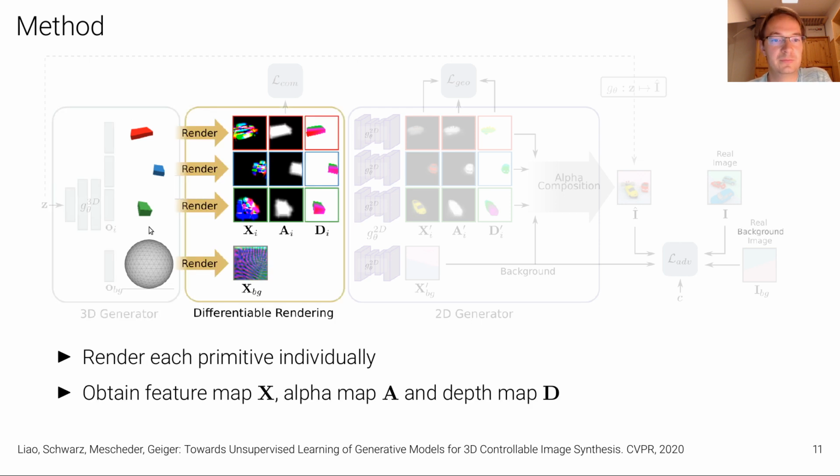Now, given these generated primitives in 3D space, we use a differentiable rendering algorithm that renders a feature map, an alpha map that defines which pixel is actually part of the object and what is background or should be transparent, as well as a depth map for each of these objects. For the background, it only defines the feature map because we assume the background is dense in the image.